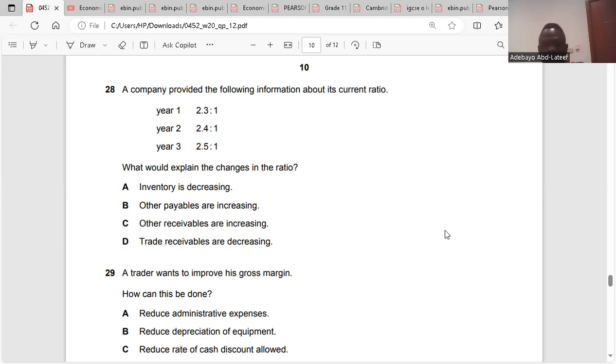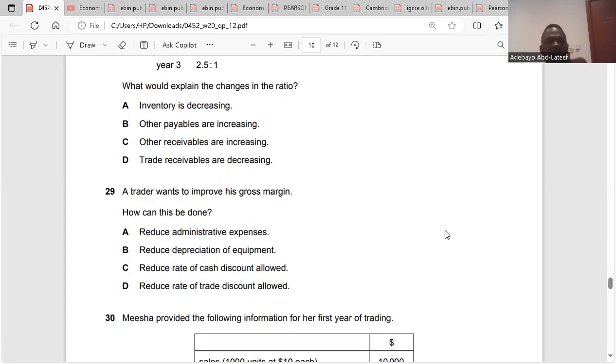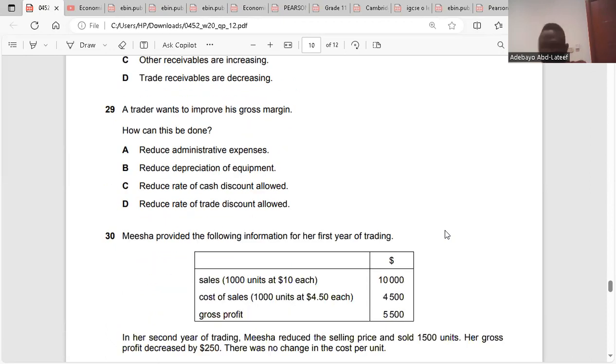29. A trader wants to improve his gross profit margin. What's the formula for gross profit margin? Gross profit divided by sales multiplied by 100. So for you to increase your gross profit margin, you have to stop giving discounts, because if you give discounts, your revenue will fall. Clear? Yes. So the answer is D.